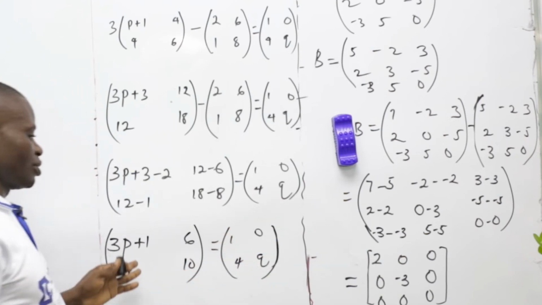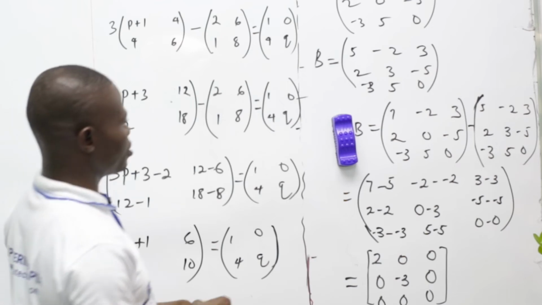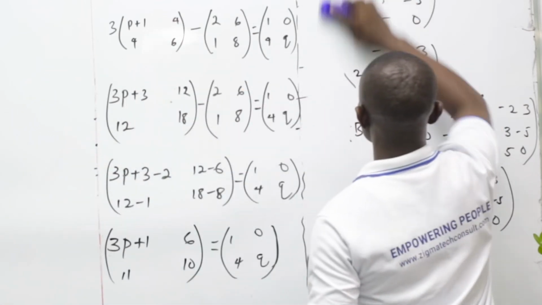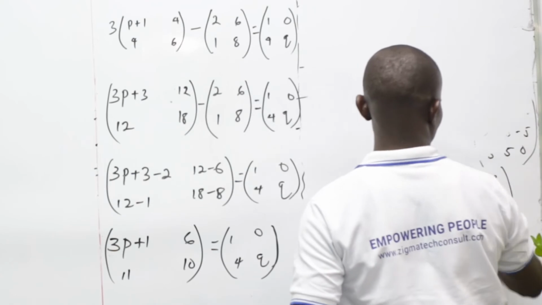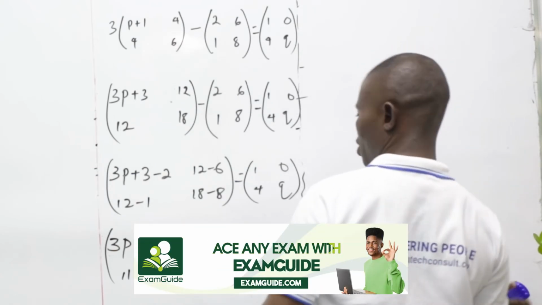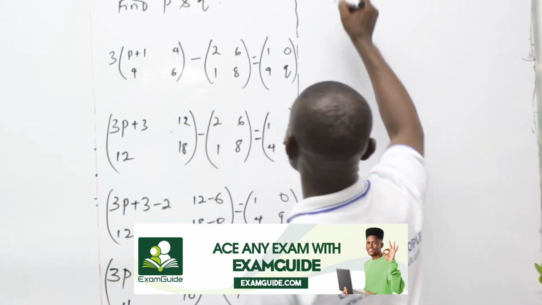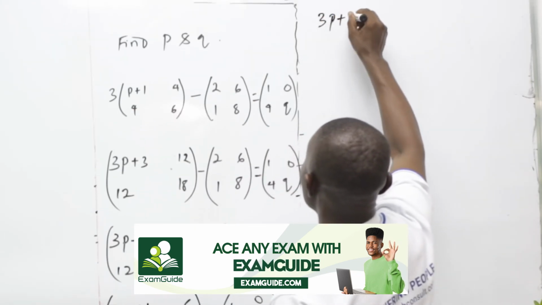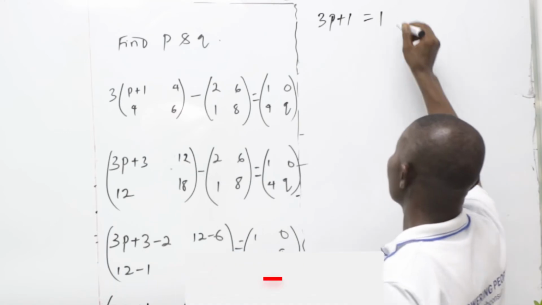By comparison, look at what you have. Provided you know you are looking for the values of P and Q, you must apply wisdom. With respect to their positions, 3P plus 1 is equating to who? At the right-hand side it is pointing to 1, okay? You call it equation 1.